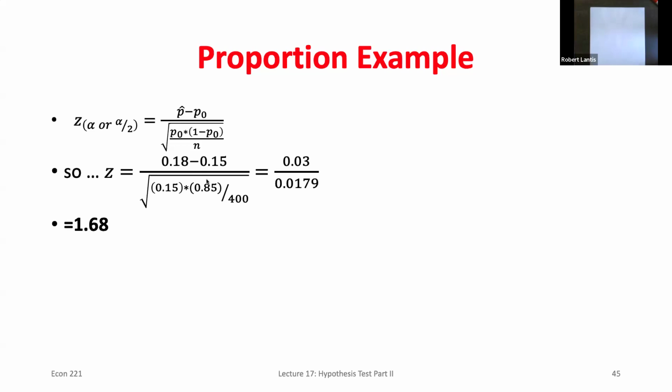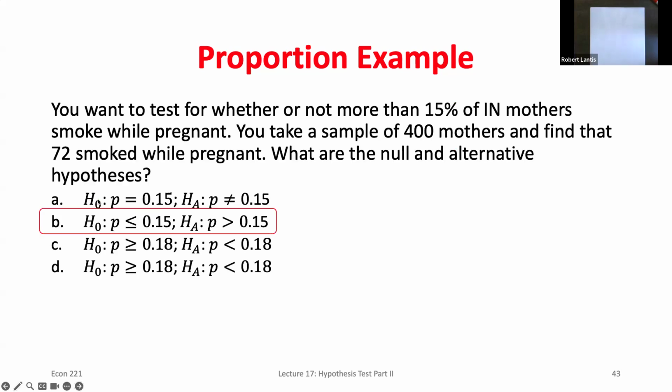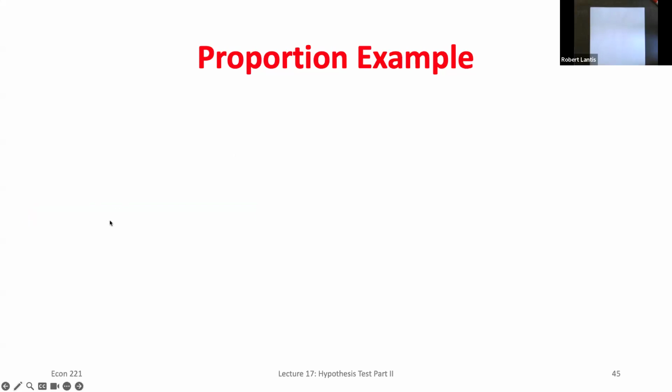1.68 here, right? Now, right away, I should have been able to rule out all of these negative values. Why? Because if I have this right-tailed test, the assumed true value of 0.15, I found a sample proportion of 0.18. That's a certain number of standard deviations above the assumed true proportion. So I should have a positive test statistic, okay?